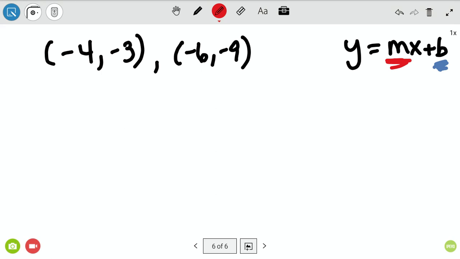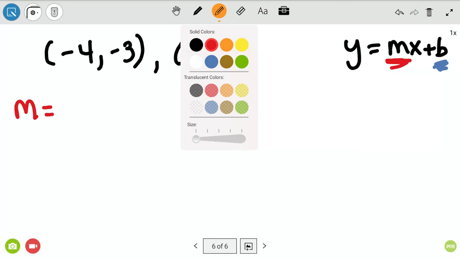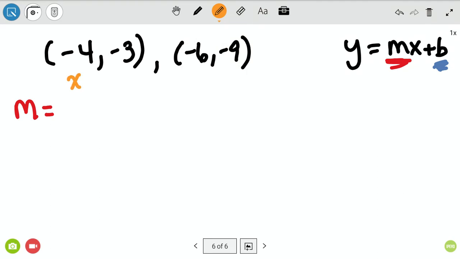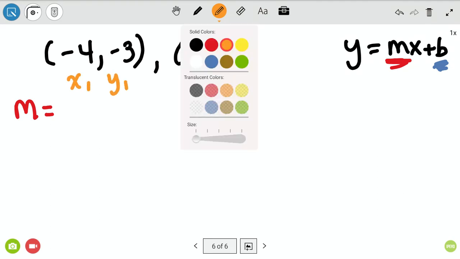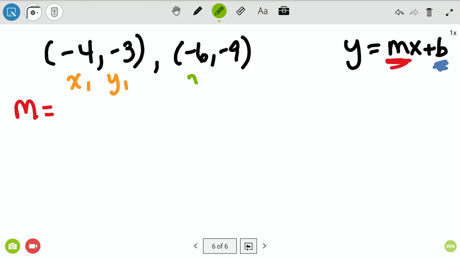So we're going to first look for our slope, and we know that slope is y2 minus y1 over x2 minus x1. So I'm going to name my points. I always do. I think it's easier. So I've got x1 and y1 here, and I've got x2 and y2 here. Okay? So now, knowing I've named them, I'm going to put them in, I'm going to move this down just a little. I'm going to put them in the slope formula, and I'm going to find my slope.